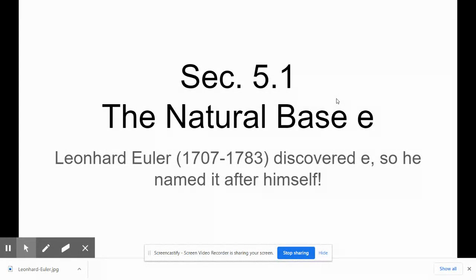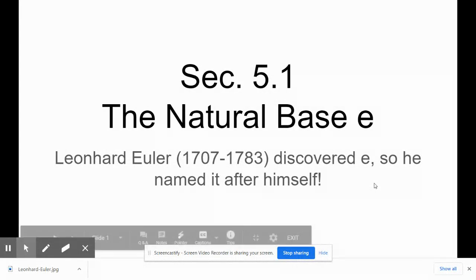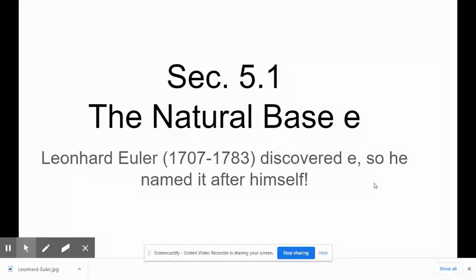Leonhard Euler is how you pronounce his last name. It's Swiss, and he lived from 1707 to 1783. He discovered e. Actually, he's not the first one to use e and discover it, but he's the one that gave it a name. And so he decided to name it after himself.